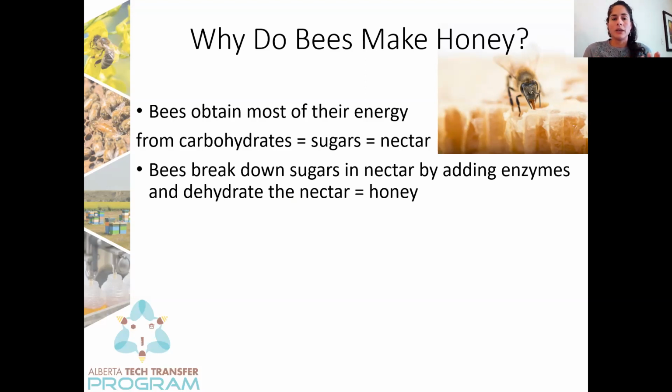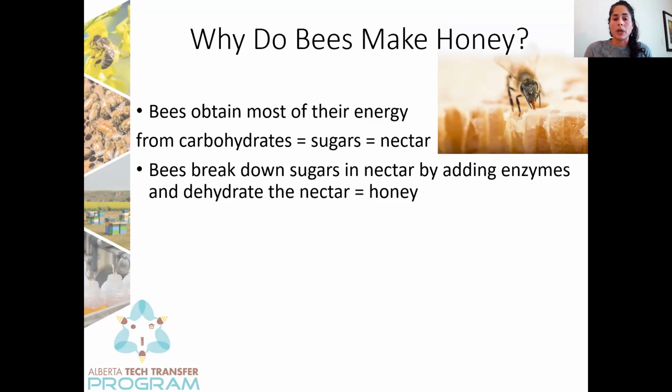When they dehydrate the nectar and process it into honey, they do that to preserve the honey, to preserve that food. Because bees do not eat the nectar that they collect right away. They store it for the long term, and they needed to find a way to store it for a long time without that food going bad, right?